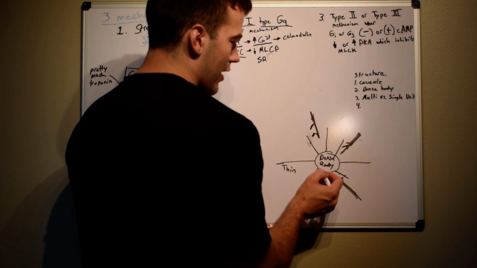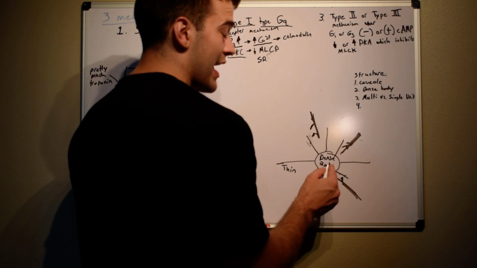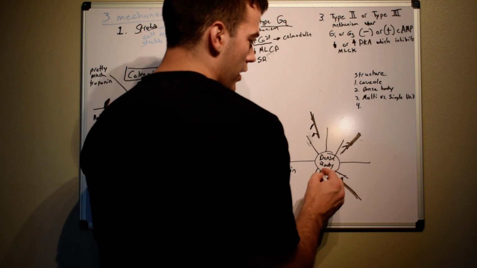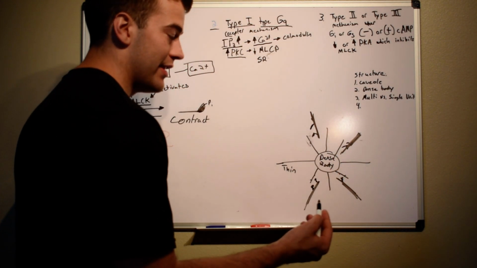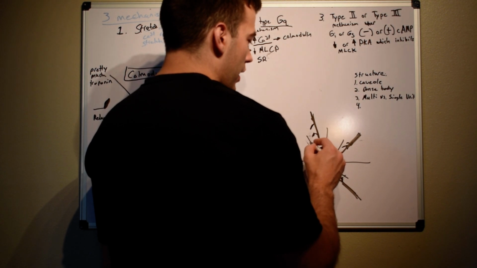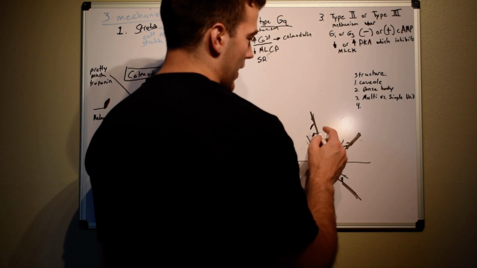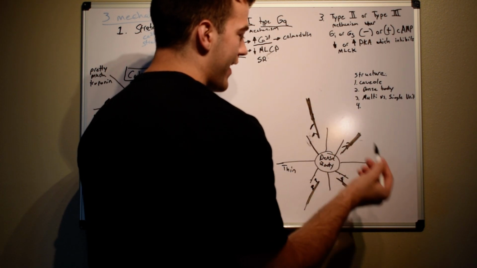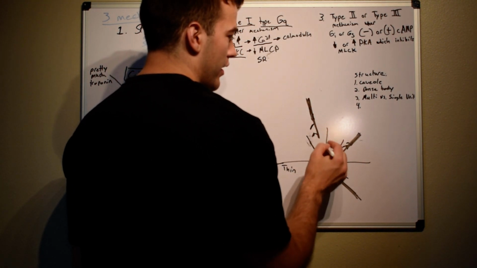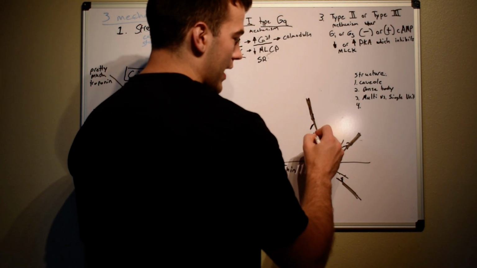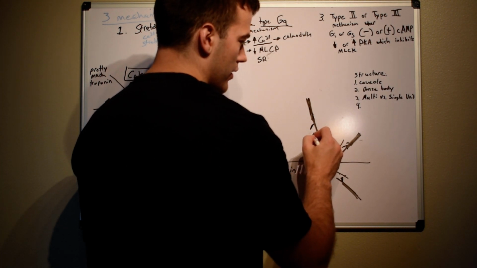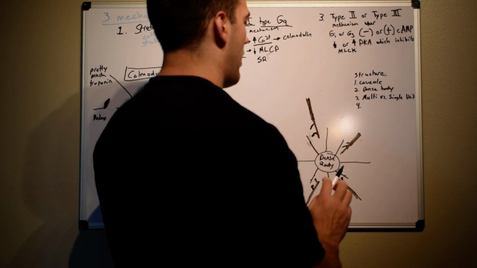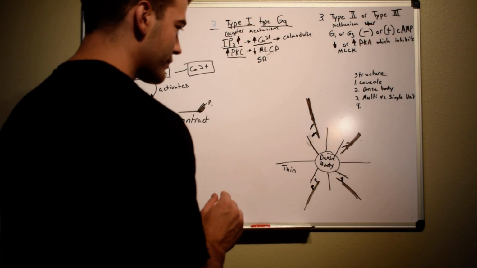So right here we've got our dense body, and our dense body is kind of analogous to our Z line in our sarcomere. Off of it comes our actin, just like in the Z line in the sarcomere. And floating out in the cytoplasm is our heavy chain of myosin. And on myosin, we've got our myosin heads. Okay, those are supposed to be heads. And there's lots of actin proteins coming off of this.